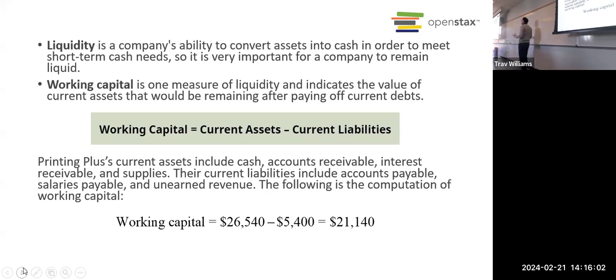So what's the amount of cash they could come up with in a year to pay off their debts that are due within a year, their current liabilities? And the difference is the available capital, the available cash that the company has to work with. We call it working capital.